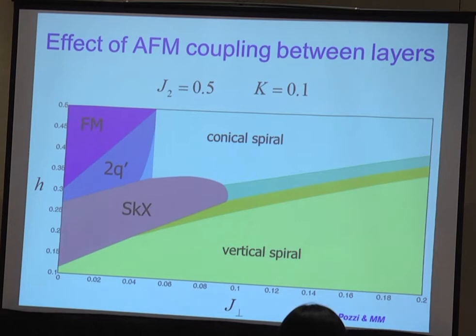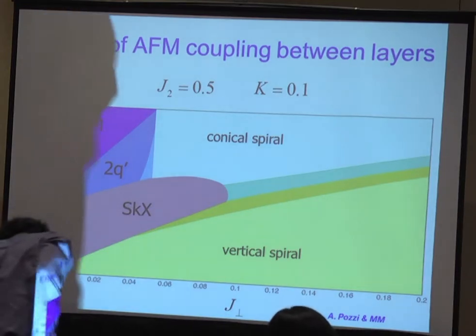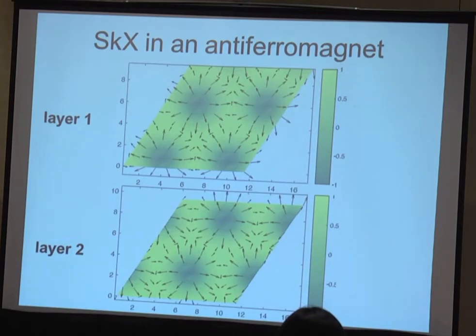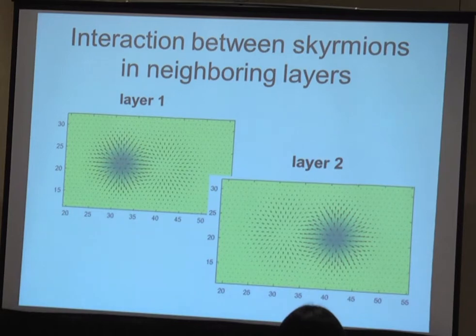This collaboration with Alessio shows that if the interaction between the layers is about 10% of the nearest-neighbor ferromagnetic interaction, a Skyrmion crystal can still exist. The way Skyrmions cope with it is that they are shifted in neighboring layers. If a Skyrmion in one layer is here, then the Skyrmion in the other layer sits in between those Skyrmions, so that they gain on the antiferromagnetic interaction. You can also understand it like this: this is a Skyrmion in one layer, and this is a Skyrmion in the other layer.